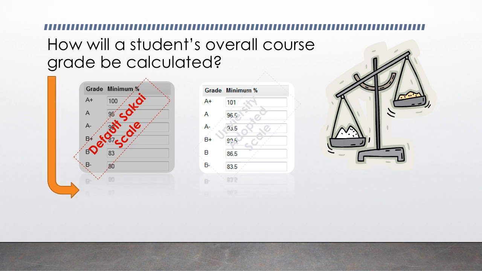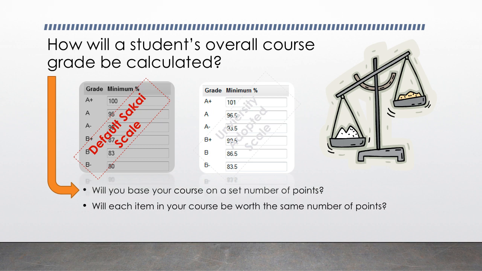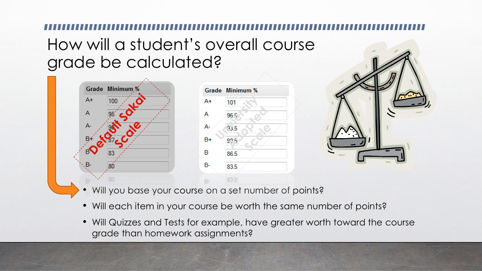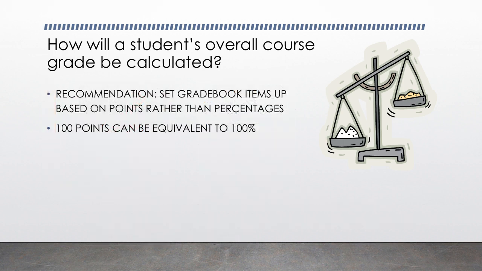There may be other questions to consider as you go about organizing the gradebook. Will you base your course on a set number of points? Will each item in your course be worth the same number of points? Will quizzes or tests, for example, have greater worth toward the course grade than, say, homework assignments? Any of these questions can help refine and define how you want to set up the gradebook. It's recommended that the gradebook be set up based on a point system, rather than using a percentage-based system for each gradebook item.